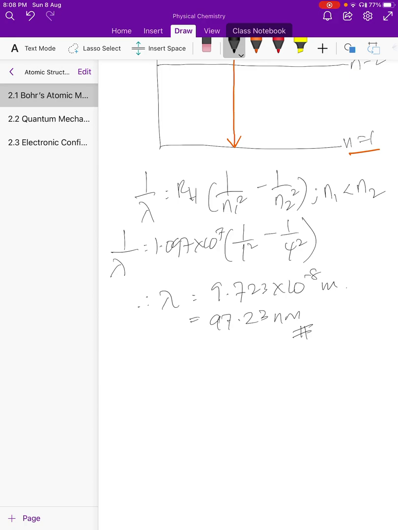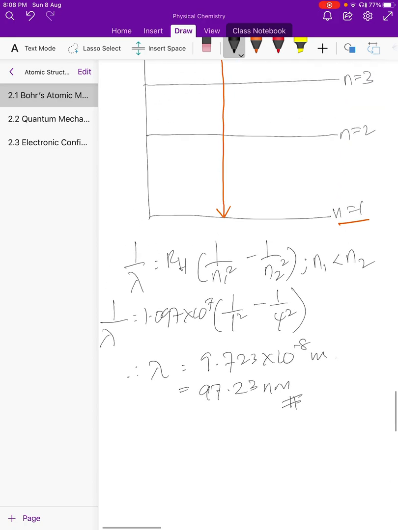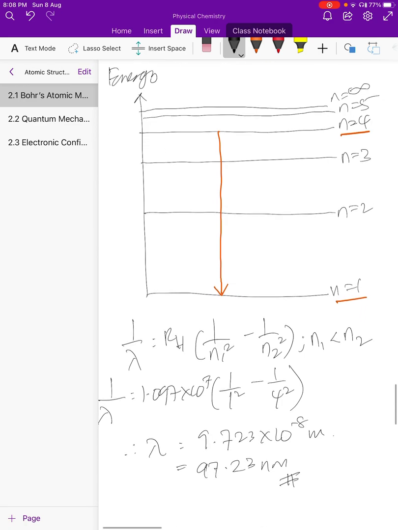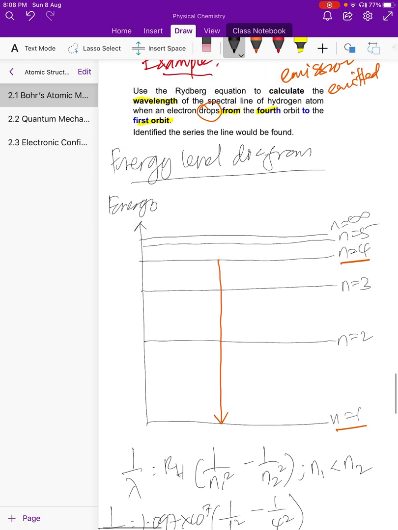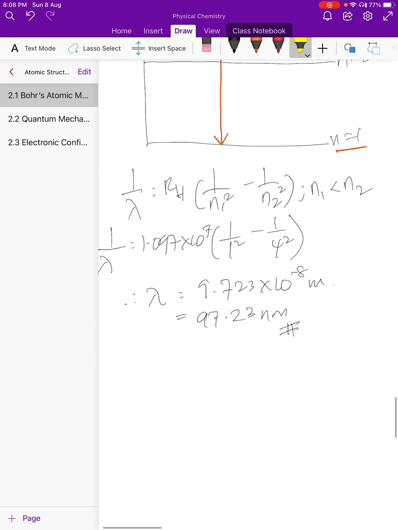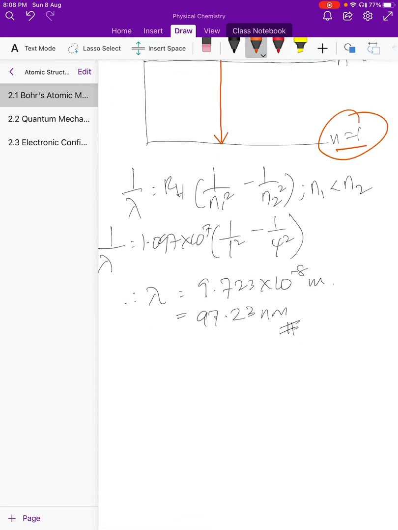Okay. So in this question, what we learn is how to draw the energy level diagram and the transition, and also to calculate the wavelength. The last part of the question is to identify the series. So if you see the fall back is to n equals 1, that is the ground state, or the lowest energy level. That means this is the Lyman series. That's all. Thank you.